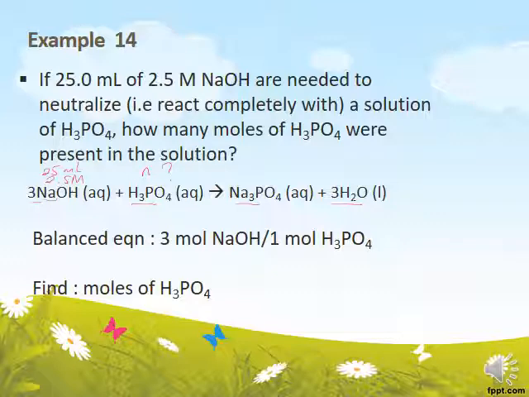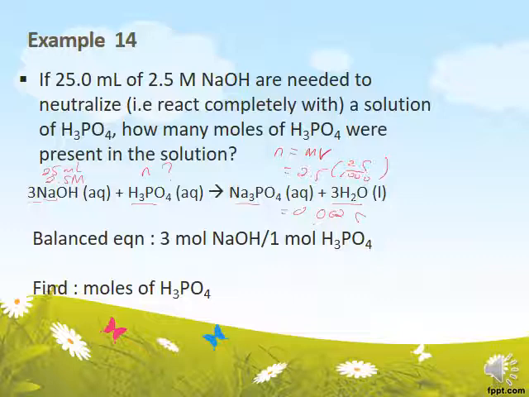So we have volume, we have molarity. So what information can we get from here? We can get the number of moles. N is M times V. So M is 2.5, volume converted to liters, 25 divided by 1000. So we get the number of moles, which is 0.0625 mole. Use the stoichiometry.